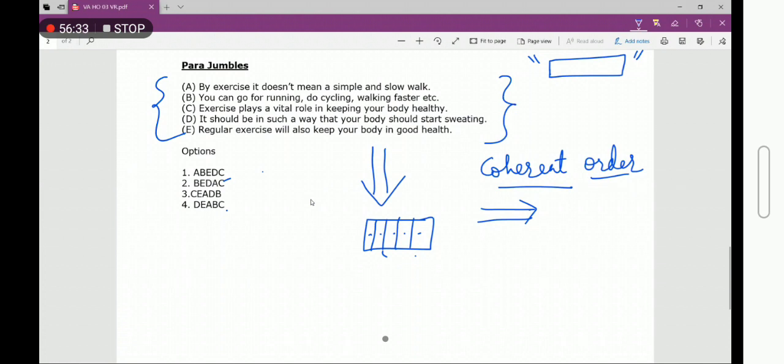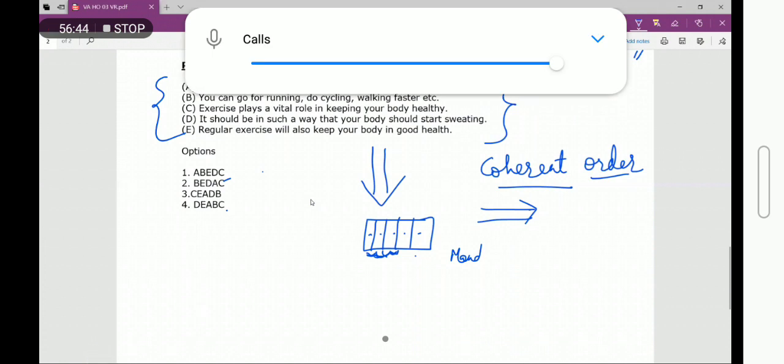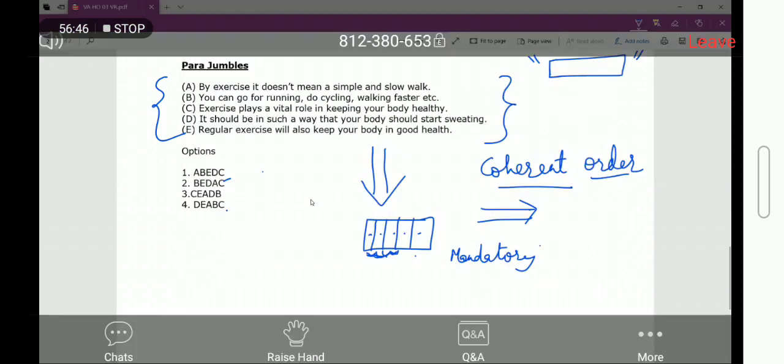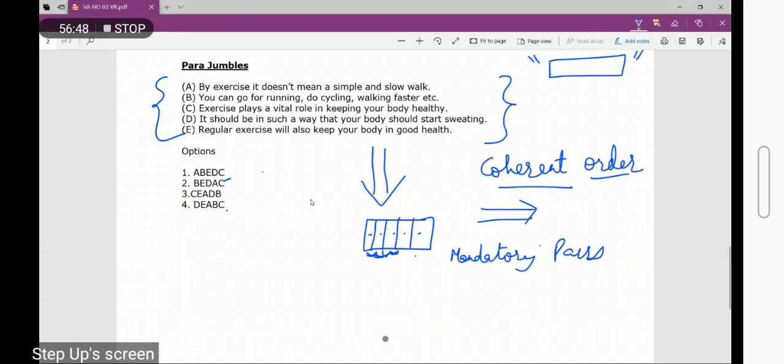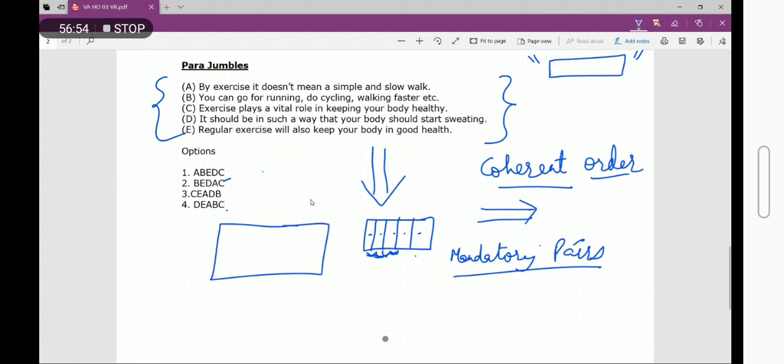You will say, first there should be a linking between every 2 words, every 2 sentences, correct? That is one. This is called mandatory pairs. That means the hint for you would be, what is a mandatory pair? See, remember when we were little kids, we used to play with jigsaw puzzles. For example, let's say you have to build a castle or a car, correct? So what will happen in that one?